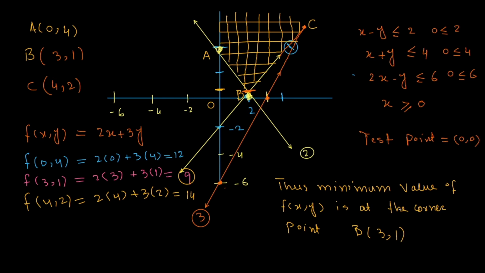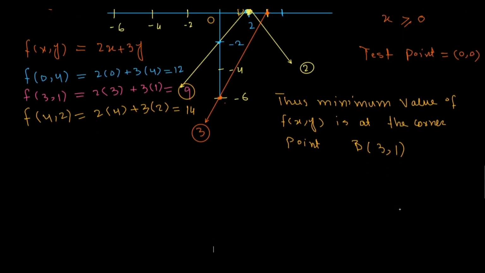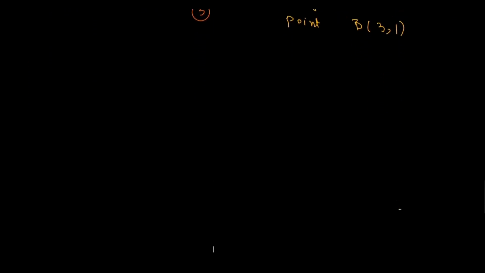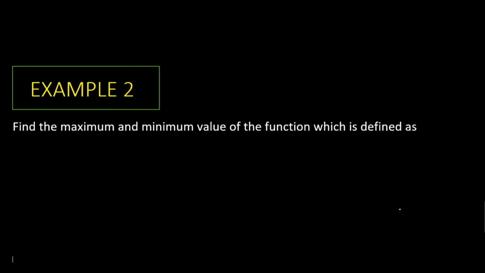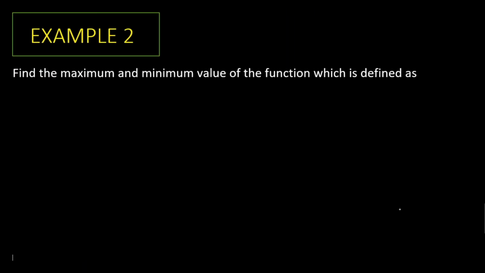This question has been completed, and I hope that you understand this question and how we have done it. Now we take another example, which is approximately similar to this example, but of course the constraints will be different. So what are the constraints which are different? First of all, the functions.